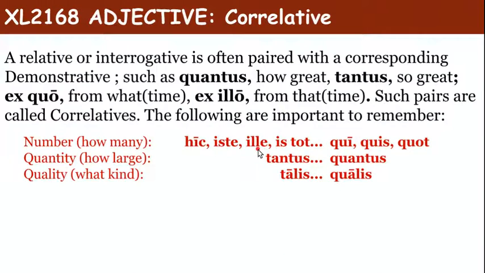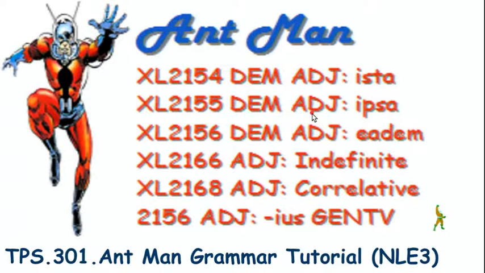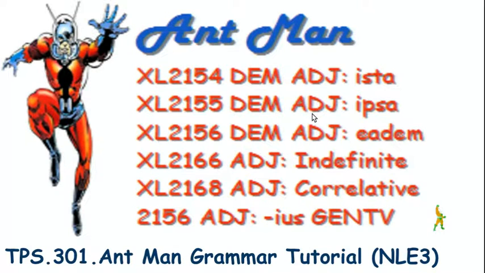All right, correlatives. Sometimes you'll see correlatives, tot and quot, so many, how many, tantus, quantus, so large, how large, talis, qualis. So, and some of these will be correlatives. So ali, when you see ali, ali, some and the others. There are so many decisions. So many decisions would be tot. And then if you want to make a correlative, how many decisions they face every day. Those are going to set up a lot of relative, pardon me, ut result clauses.